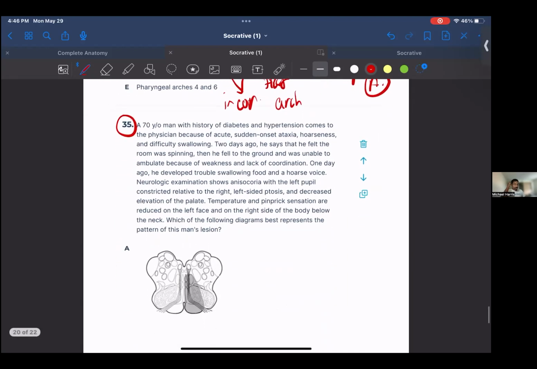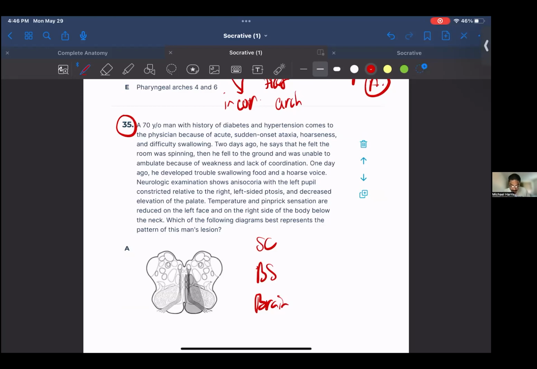Now, this one was a complex one, especially if you didn't know how to approach it. Whenever you come across a neural question that has you trying to figure out where the location of the lesion is, you have to then depict, right? Is this in the spinal cord? Is this in the brain stem? Is this in the brain? So let's read this and figure this out.